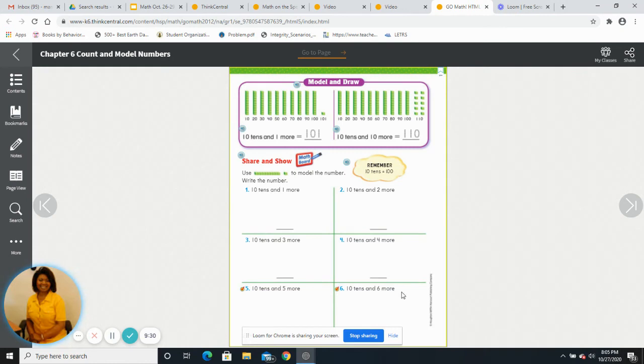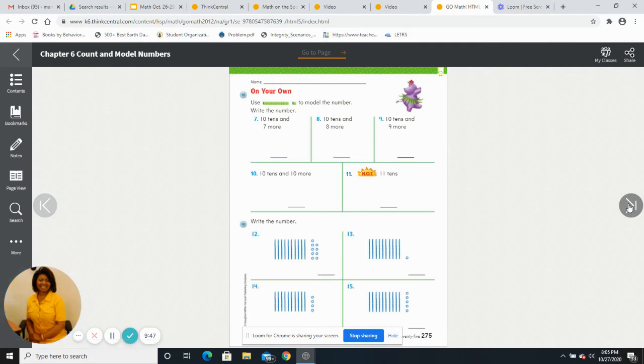10 tens and 6 more. So you need to draw 10 lines. Those lines represent 10, the 10 sticks, and 6 circles, and that would be 106. All right, let's look on page 275. You would do the same for number 7, 8, 9, and number 10. And number 11 is a hot problem. 11 tens. So if you have 11 of those lines, what number would you have? Write the number on the line.